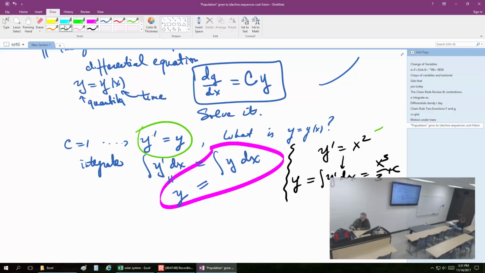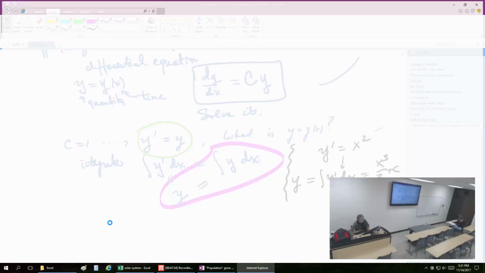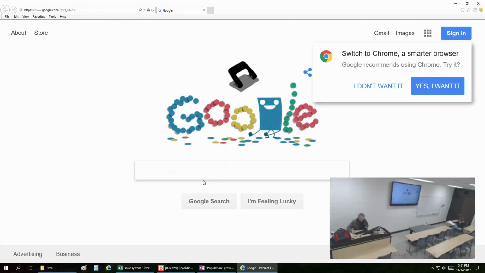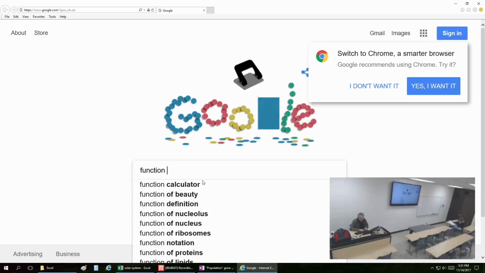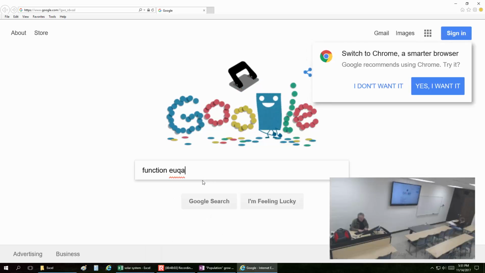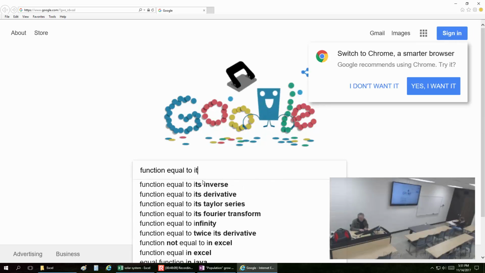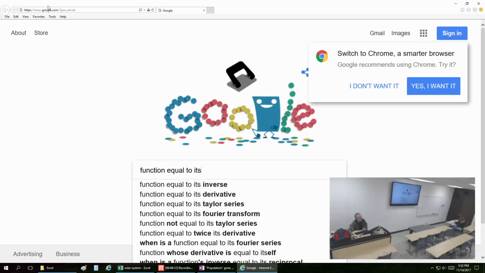Well, I just wonder, can Google answer it? So do a Google search. So, how should I say? Function equal to its derivative. Okay, see, there is a choice. Function equal to its derivative. Should I click, or do you remember?